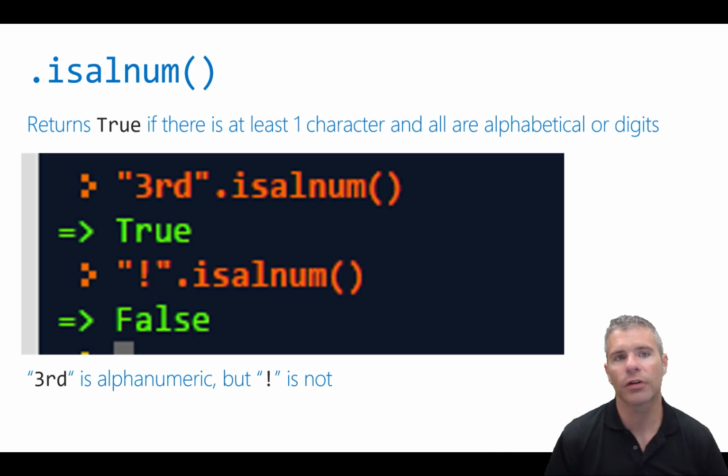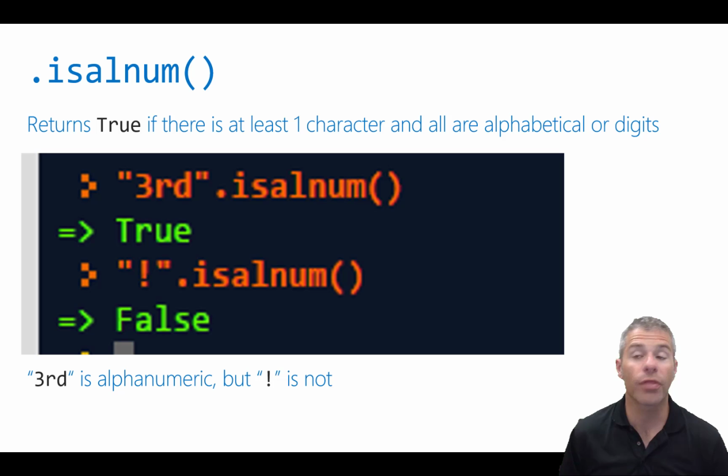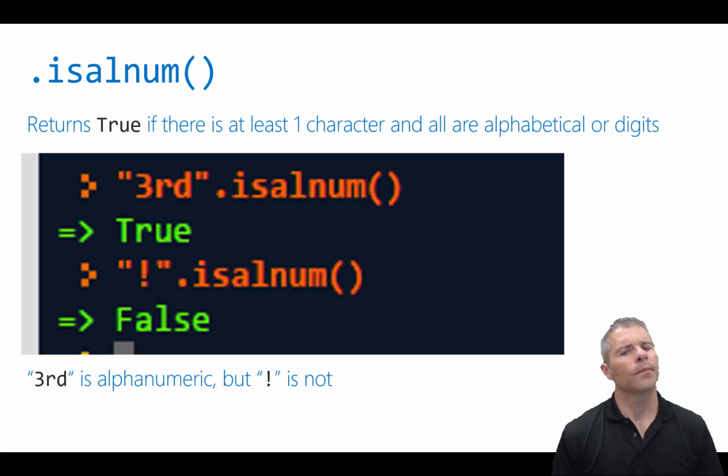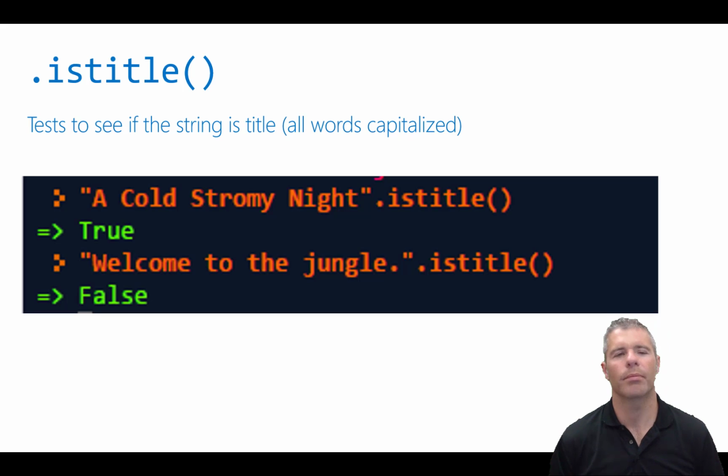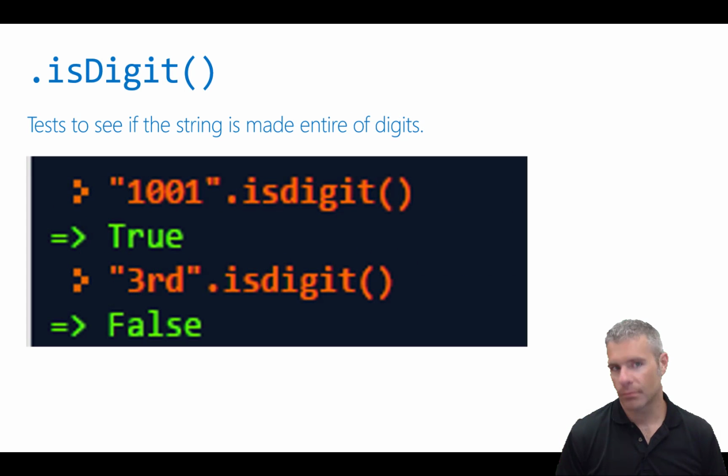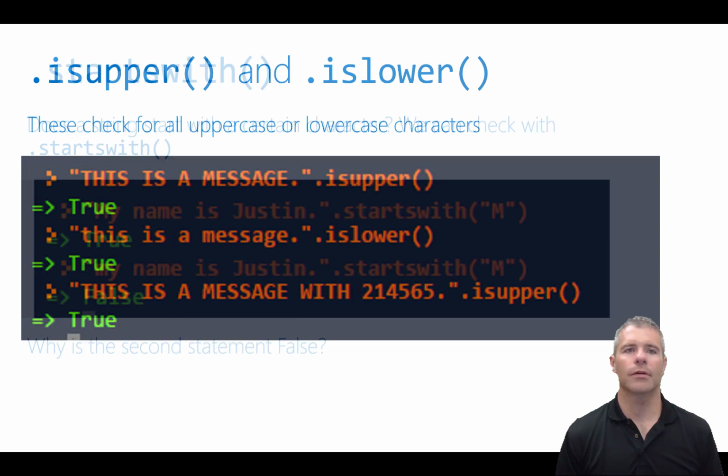For that, we have the isalnum function, and it will return true if it's either all alphabetical or digit, but not if it is a symbol. So third is, in fact, there's a number in there. Exclamation point, not so much. If all the words in a string are capitalized, it is a title case, which is not exactly title case. The English majors will tell you, but if you want to know if all the letters are capitalized, that'll tell you. Is it a digit? So if you don't care if it's a number or not, like third or 100th, 1001 is a digit, third is not a digit. There's something out there. Is it uppercase? Is it lowercase? You're getting the idea here.